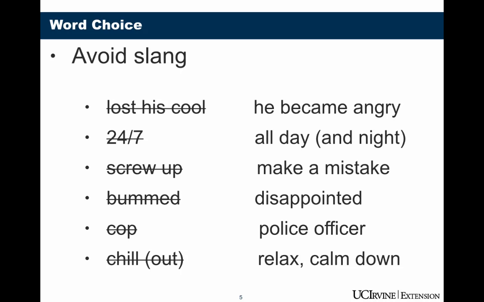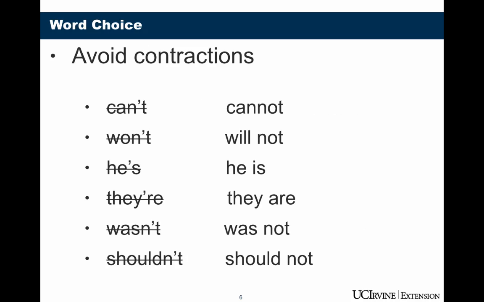24/7 is a common slang term to mean all day or all day and night. Screw up means to make a mistake. Bummed means disappointed. Instead of using the slang word on the left, in your academic writing, you should try to think of an expression that has the same meaning but is more formal.